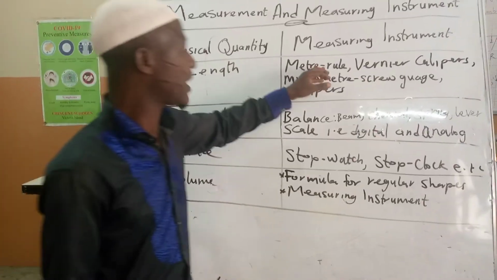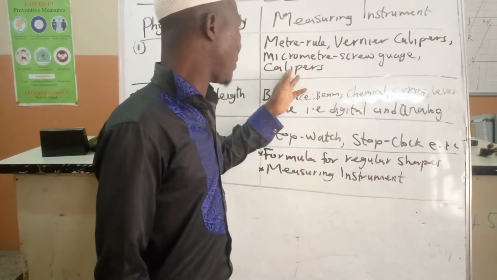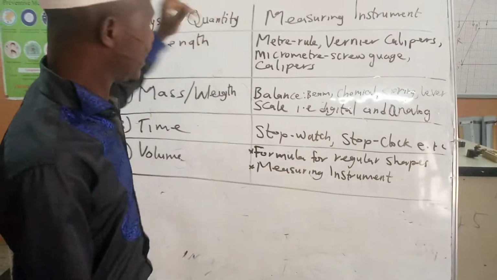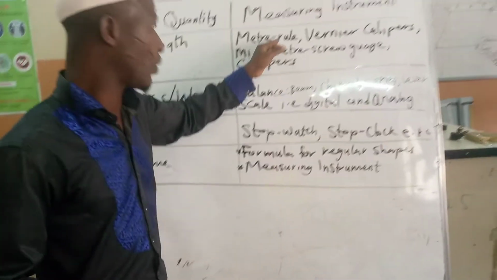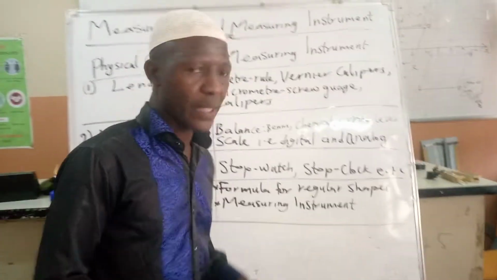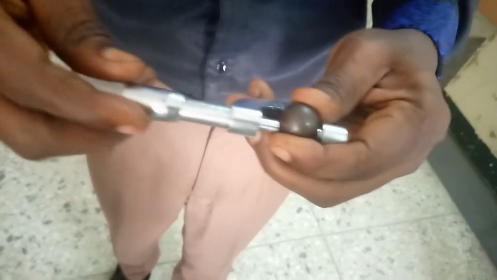We can use a meter rule, a vernier caliper, a micrometer screw gauge, depending on that particular thing that you want to measure. Let's say you want to measure a very long distance, you use a meter rule. If you want to measure the diameter of a spherical object, or the diameter of a wire, you use a micrometer screw gauge. You place it like this, tighten it very well, then knot it at the back.